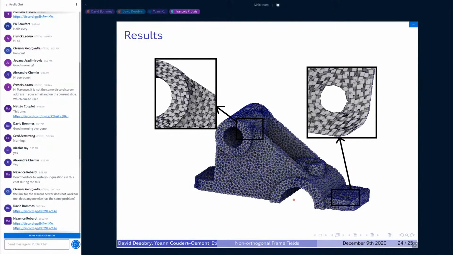So, are there any more questions about this talk? Maybe I have a very small one. On the 2D case, you showed that when you put a bigger weight on orthogonality, you lose some features. But what happens if you put a constraint on these features, so that you have a non-orthogonal frame right here?